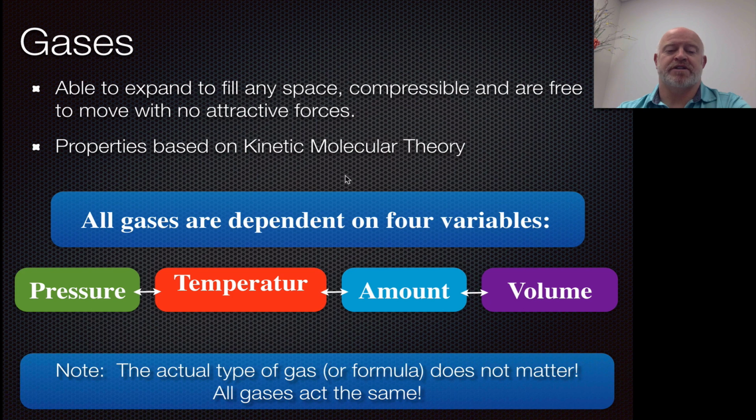And then lastly, we have four variables which we deal with when it comes to gases. We have pressure, temperature, amount, and volume. Notice in these four, the type of substance does not matter. So in this unit, we're going to be talking about gases pretty generically. We really don't talk much about helium versus nitrogen versus oxygen versus carbon dioxide, because for our basic properties of gases, they all act the same. Being carbon dioxide versus nitrogen, really no difference in basic gas properties.